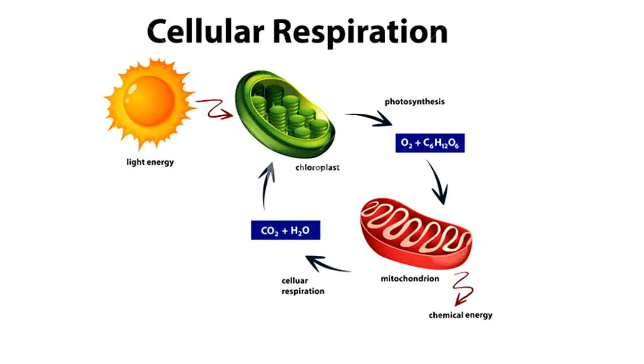Cellular respiration is a process which happens not only in plants but also in animal cells. During cellular respiration, plant and animal cells produce carbon dioxide and water as waste products, which are then released back into the air.